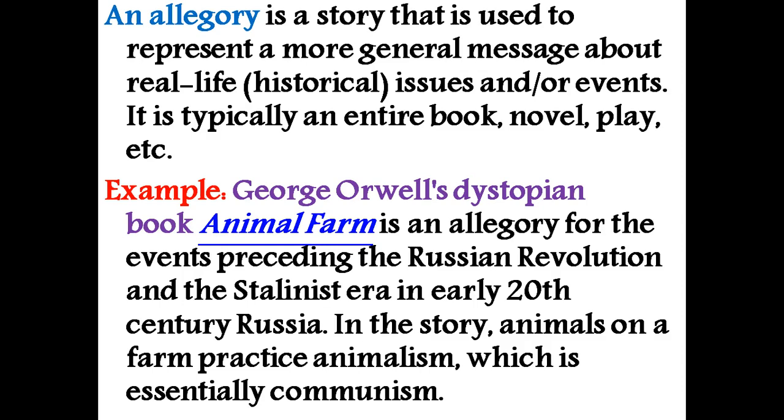Next is allegory. An allegory is a story that is used to represent a more general message about real life, like historical issues and events. It is typically an entire book, novel, play, etc. Example: George Orwell's dystopian book Animal Farm is an allegory for the events preceding the Russian Revolution and the Stalinist era in early 20th century Russia. In the story, animals on a farm practice animalism, which is essentially communism. So they refer to that era and what was happening in that period about communism, the same issue and the same revolution.